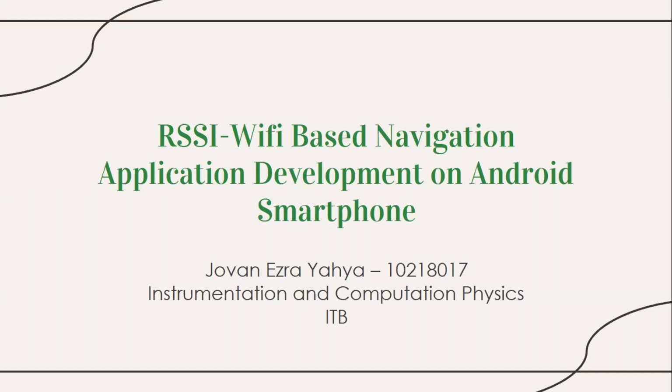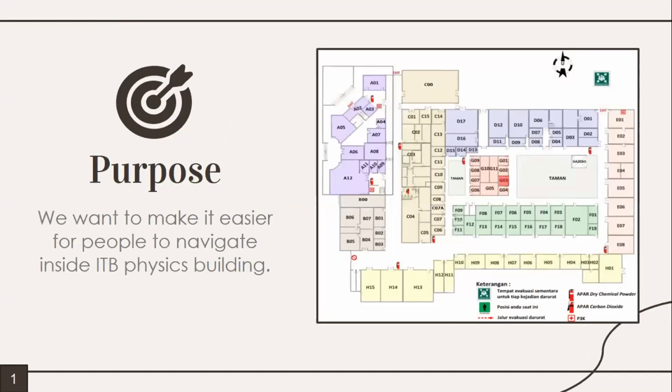As you can see, what I have right here is the ITB physics building, and it's quite wide. People may have difficulties locating their destination here, and our purpose is to make it easier for people to navigate inside the ITB physics building. And with our project, I believe they won't get lost and won't have any difficulties locating their destinations.